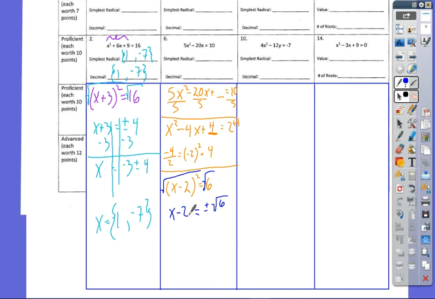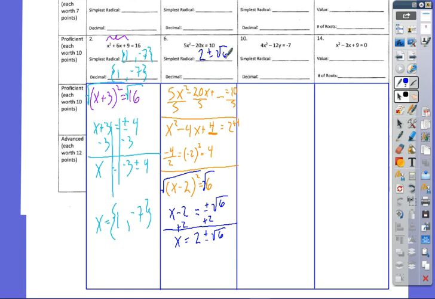So, Reese, what do I do next? You add 2. Let's add 2 to both sides. So we get x is equal to 2 plus or minus the square root of 6. So at this point, we have our irrational answer, because the square root of 6 cannot be simplified further. So it is fair for me to go ahead and say 2 plus or minus the square root of 6 up here.